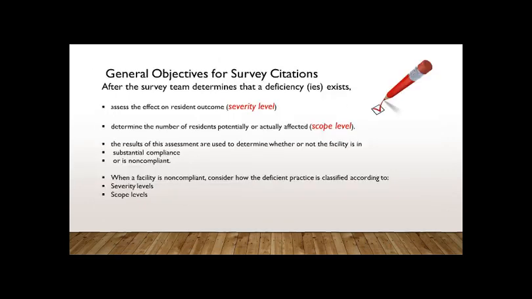So, general objectives for survey citations. This is going to talk about scope and severity. It's going to talk about the grid. When we talk about the severity level, that is the effect on the resident. How is this harming the resident? And when we talk about the scope, we want to know how many of our residents this has an impact on. What's the potential ramification for me not having the lid on the garbage can in the kitchen after my shift has ended?